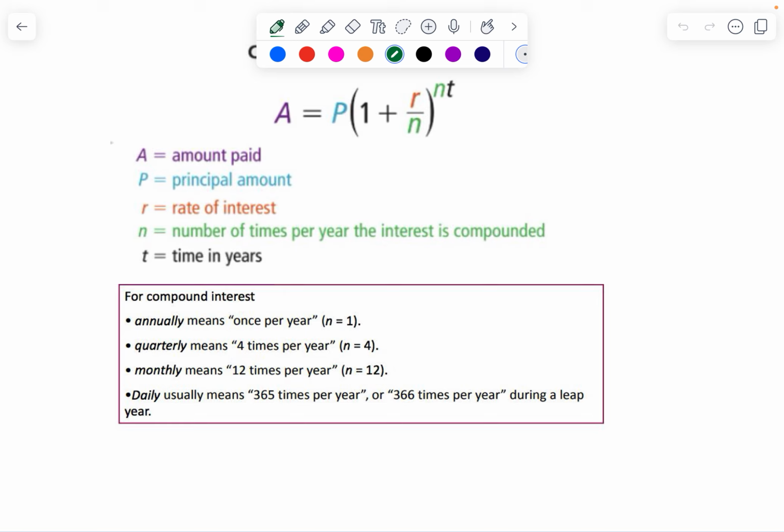So A is the total amount paid. P is the principal amount, that means the starting value. R is the interest rate. Remember, we have to take the percent and divide it by 100 in order to find our r. N is the number of times that the interest is compounded. You'll understand what n is from looking at this table. And then t is just the time.